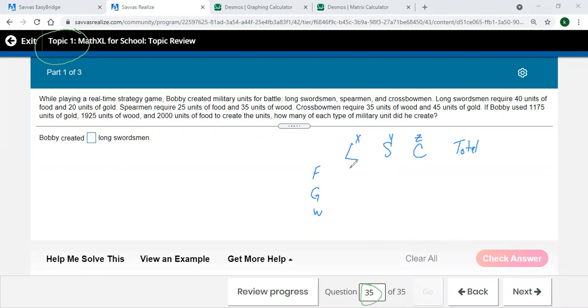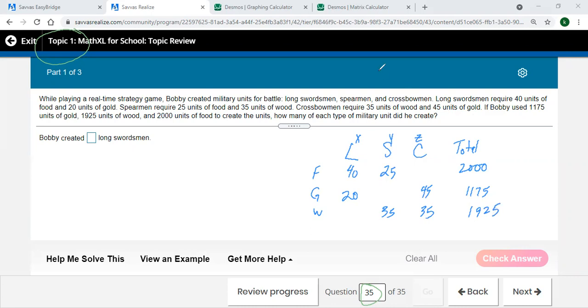These long swordsmen had 40 units of the food and 20 of the gold. And these spearmen here, they had 25 of the food and 35 of wood. And then these crossbowmen, they had 45 of gold and 35 of wood. And the total on the food was 2,000. The total on the gold was 1175. And the total on the wood was 1925.